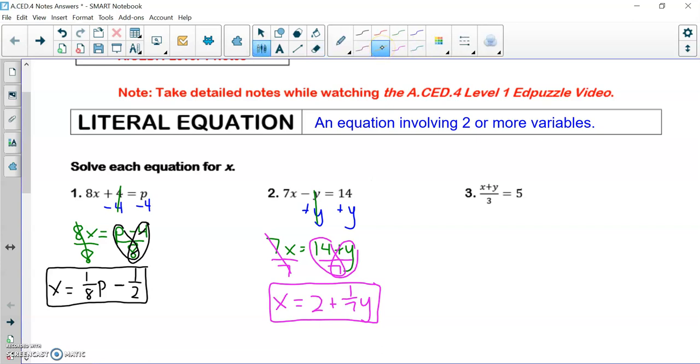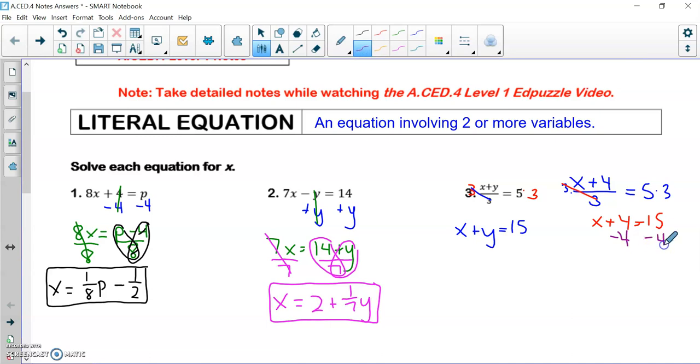All right, number 3. Number 3 is a similar equation to, let's say, x plus 4 over 3 is equal to 5. In this equation, I would first multiply by 3 on both sides. So I'd be left with x plus 4 is equal to 15. I'm going to do the same thing in number 3. I'm going to start off by multiplying by 3 on both sides, and I would wind up with x plus y is equal to 15. Now in my red equation, I would next subtract 4 from both sides, and I'd be left with x is equal to 11.